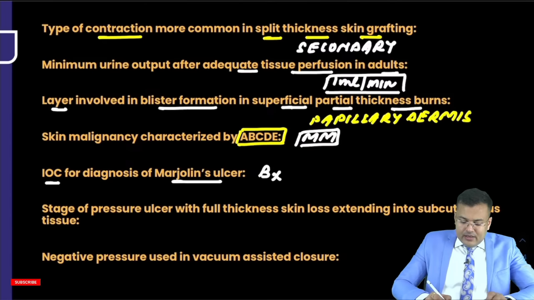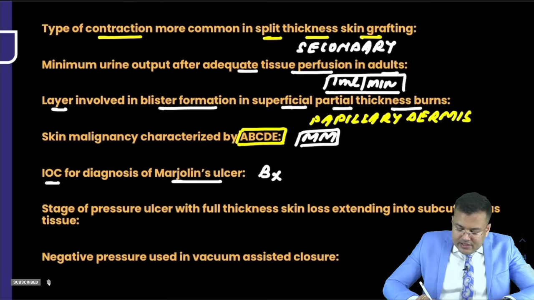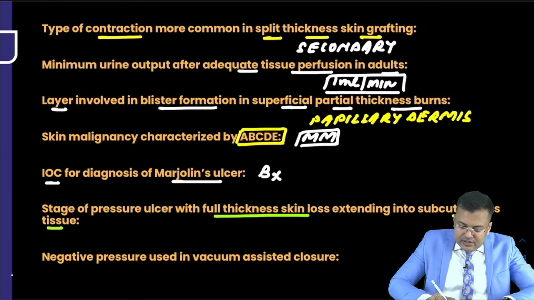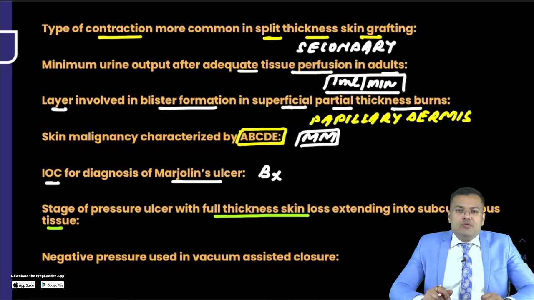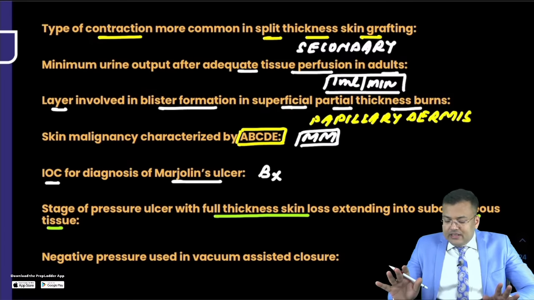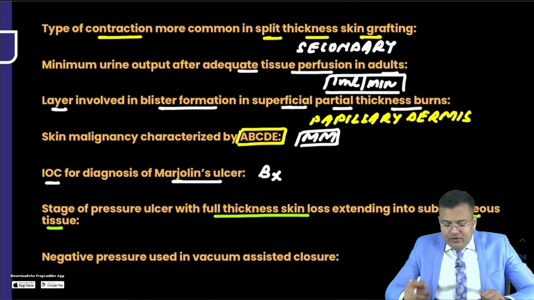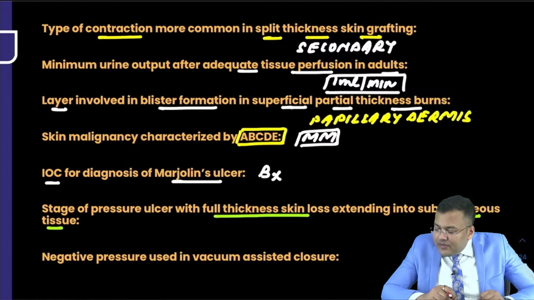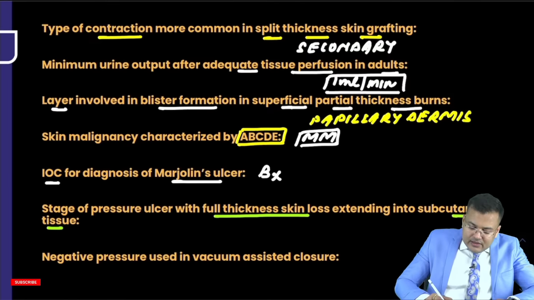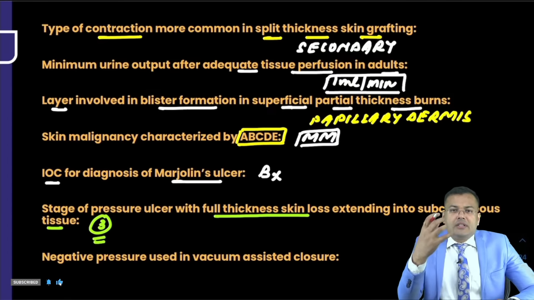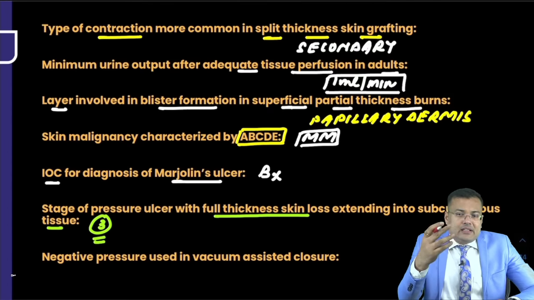Next question, guys. Stage of pressure ulcer in which there is full thickness skin loss extending into subcutaneous tissue. 1, 2, 3, 4, which stage? Ankit Gujjar, Ashim Mushtaq, RJ, Shaurya Raj, Jinesh, everybody is correct. This is stage 3. And if there is muscle or bone which is visible, that is stage 4.